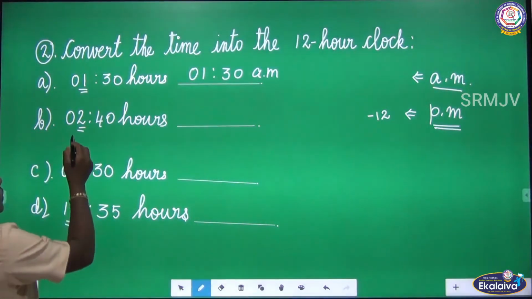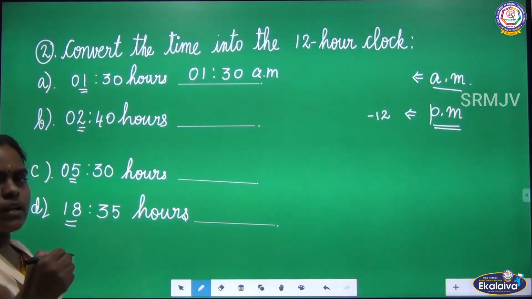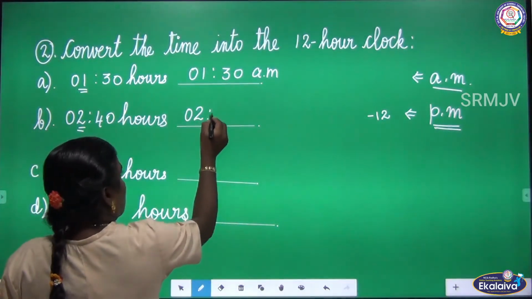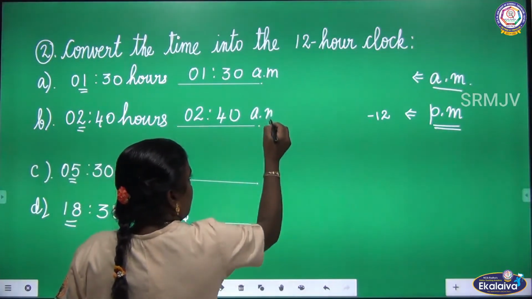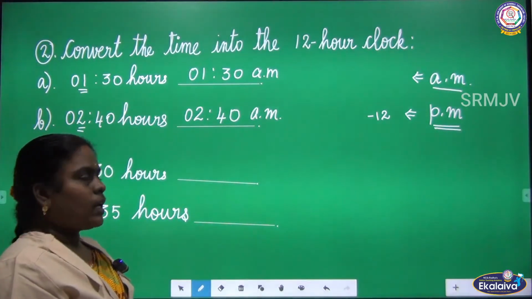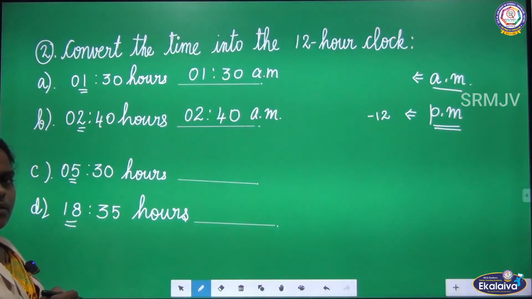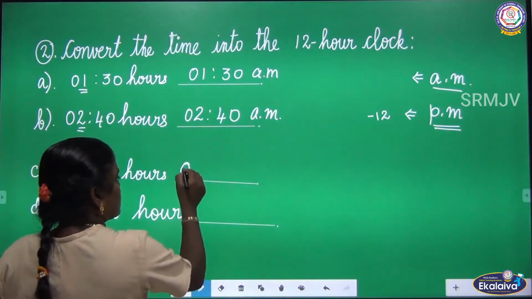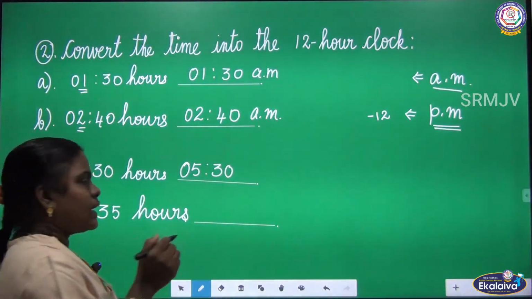Here look at the next question. 2:40 hours. So here 2 is less than 12. It is below 12. So write down the given time 2:40 and use the period AM. So 2:40 hours equals 2:40 AM. In the next time, look at the hours place. We have 5. It is below 12. So write down the given time 5:30 and use the period AM.